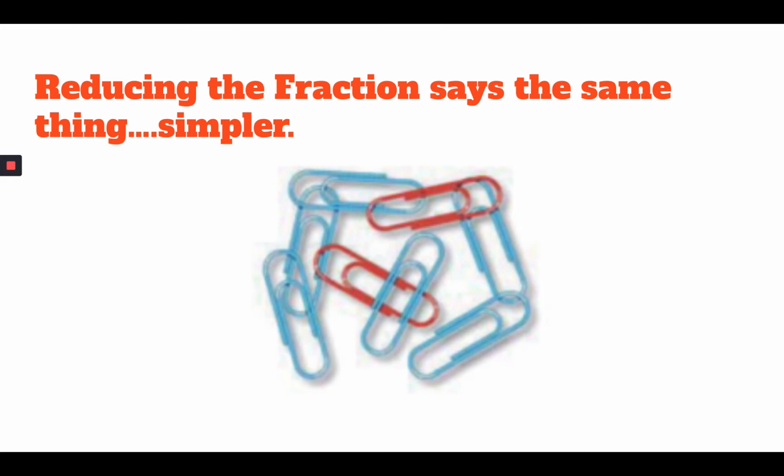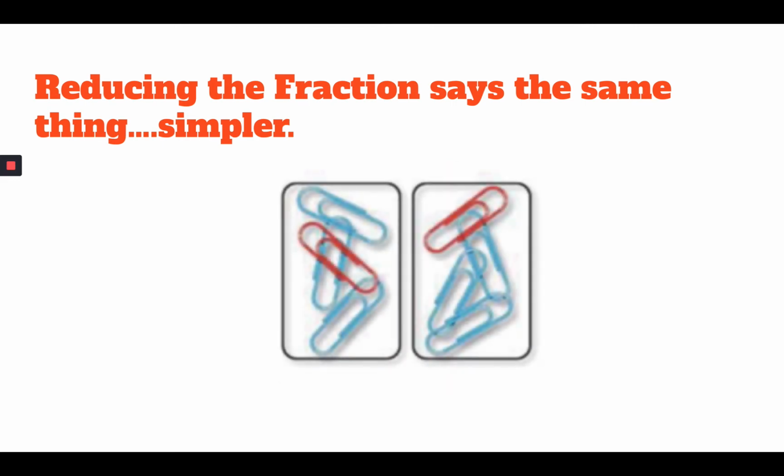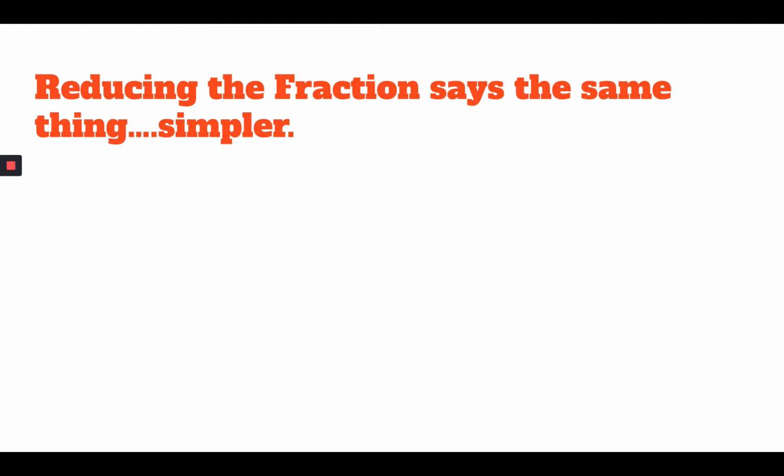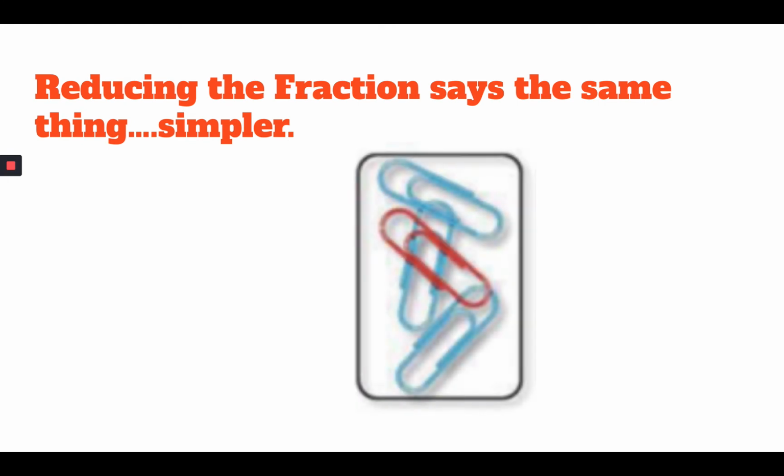So I want you to look at that again. Again, 2 red to 6 blue. What you're doing when you reduce is you're basically saying, okay, I'm keeping the same quantity. I can divide these up evenly by the factor of 2. And I can really say that 2 red, 6 blue is the same as 1 red to every 3 blue. When you reduce a ratio, you're not really changing the relationship. There's 1 red to every 3 blue paper clips.